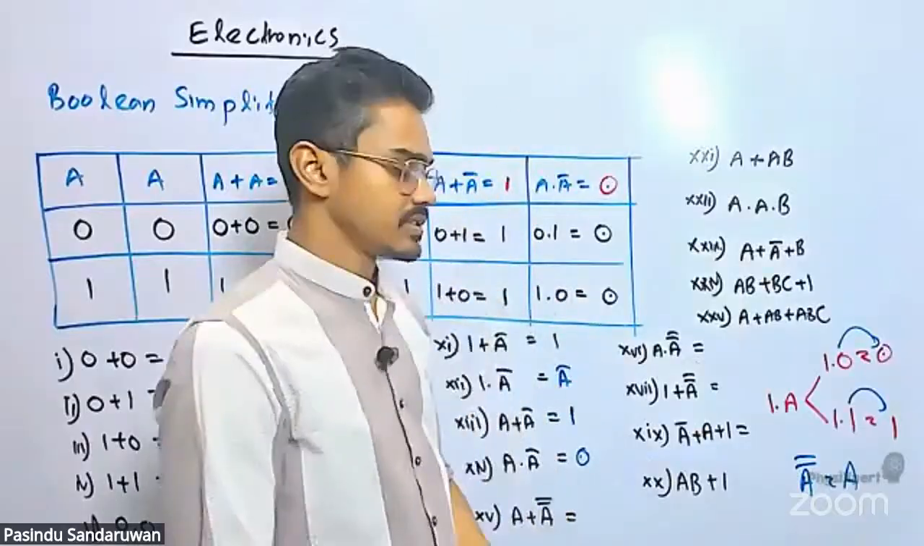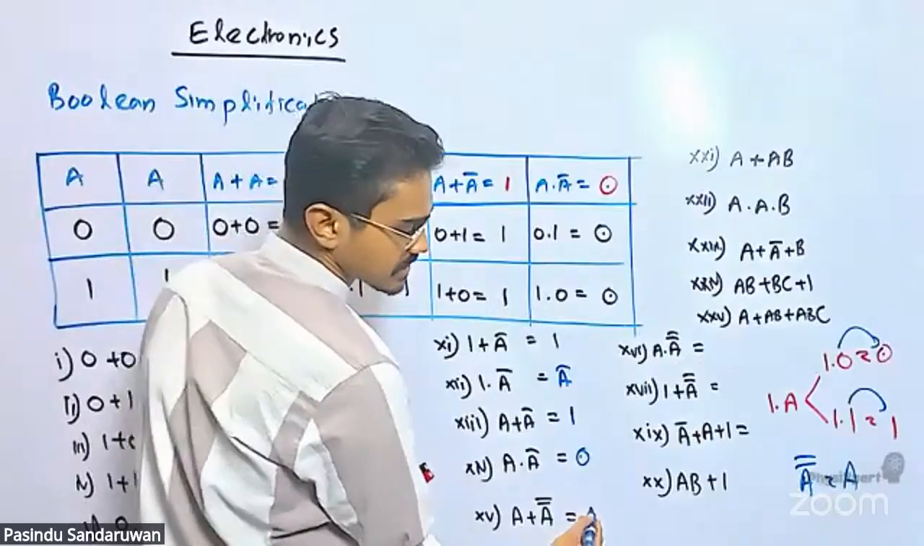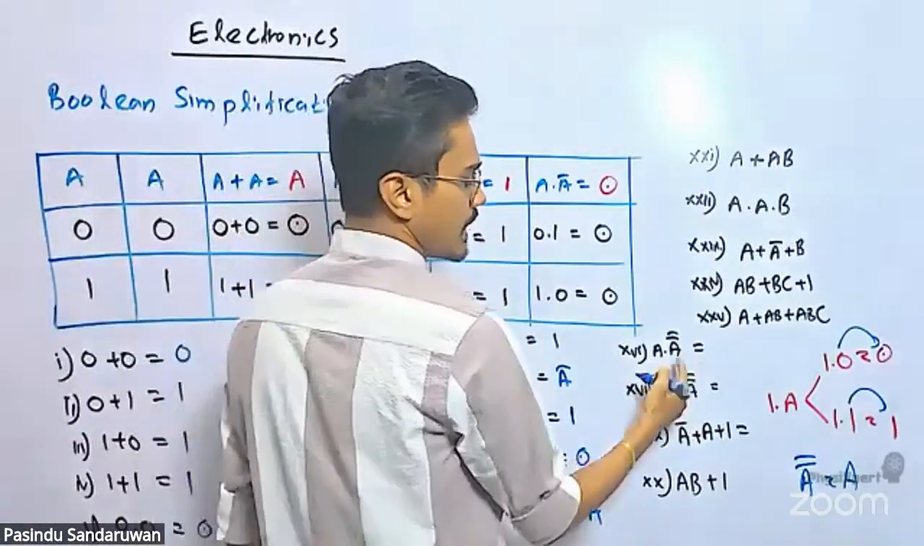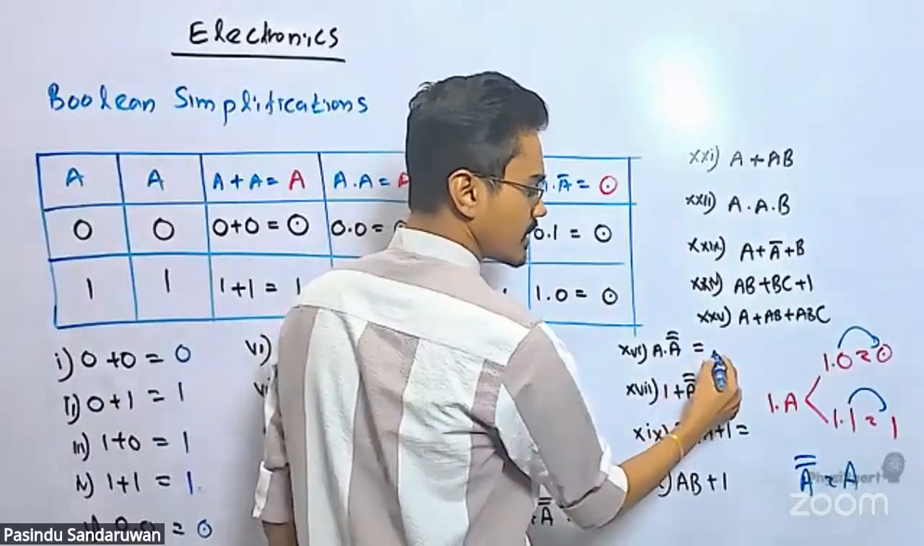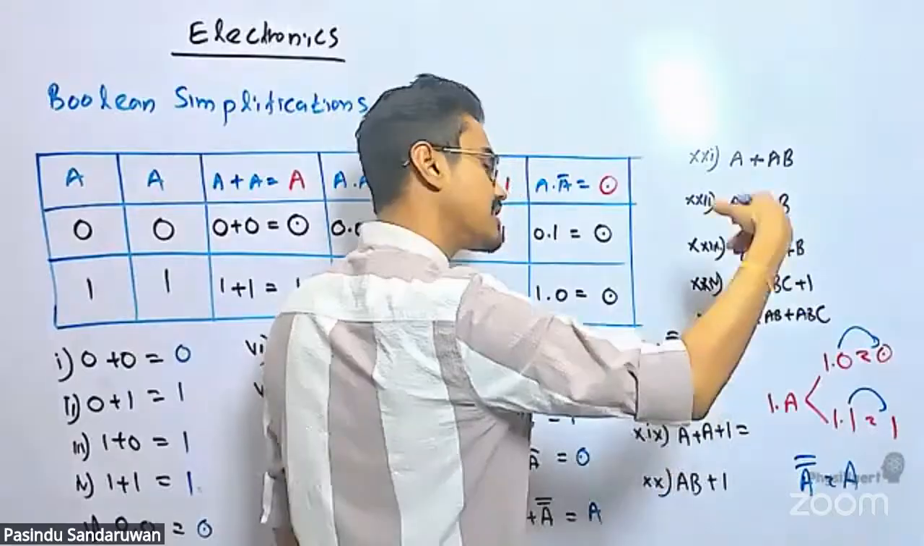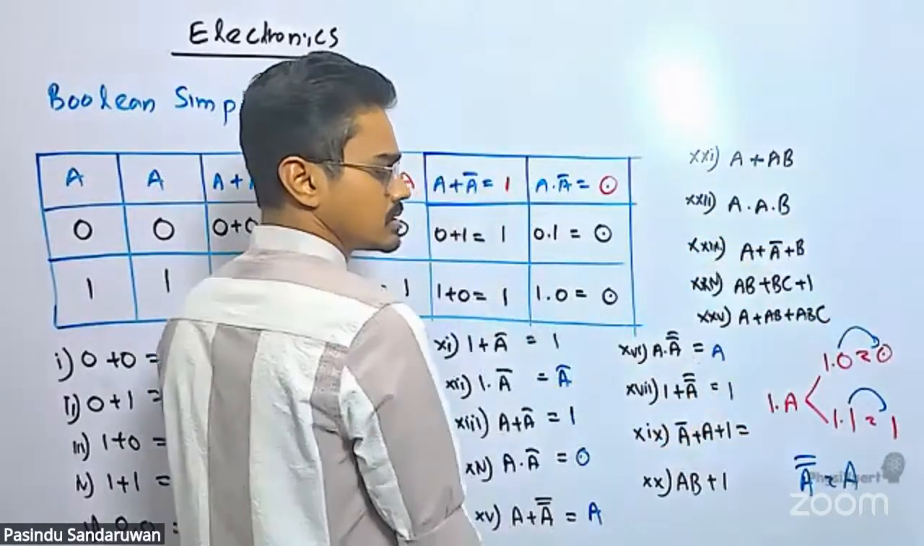So it is like A plus A. A plus A means A. This one, A dot A double bar, is like A dot A, which is A. 1 plus A double bar: A double bar is again going to have 0 or 1 at the end. The answer is 1.